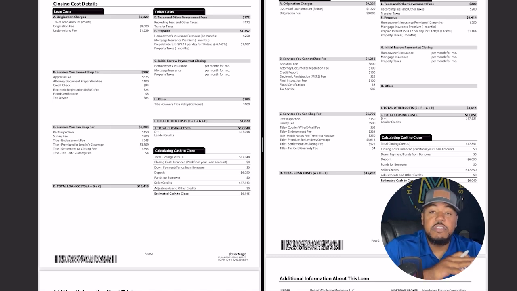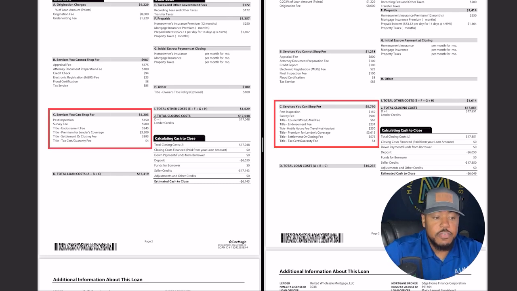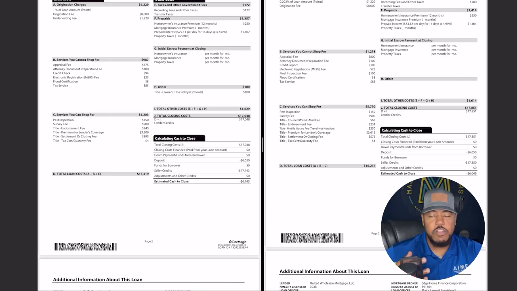It's not because you're being charged for it. It's just because it has to be disclosed to you, whether you're actually paying for it or not. Another thing that might happen is you might negotiate for the seller to pay the title fees. If the seller's paying the title fees, no matter what, in your initial loan estimate, the title fee premium for lender's coverage is going to be listed there, because it is a fee that must be disclosed to you.